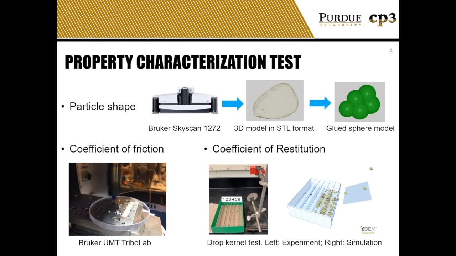The experiment devices we used to characterize the properties are shown in the slide. An X-ray macro CT scanner was used to determine the shape of the grain. The scanner is able to generate a 3D CAD model of the kernel. Based on the CAD model, an approximate shape was produced using the automated sphere clump generator software. A tribometer was used to measure the coefficient of friction. A drop kernel test was developed to calibrate the particle wall coefficient of restitution.